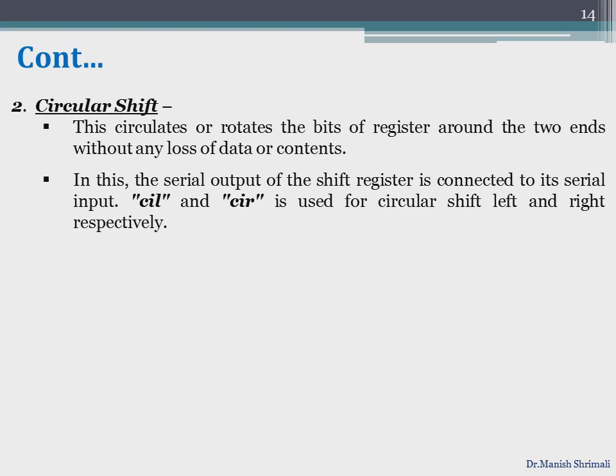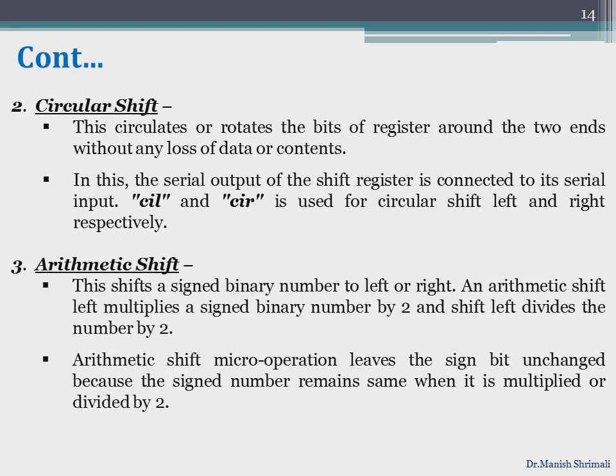In circular shift, this circulates or rotates the bits of the register around the two ends without any loss of data, and in this the serial output of the shift register is connected to its serial input, and we have CIL for circular shift left, and we have CIR for circular shift right.